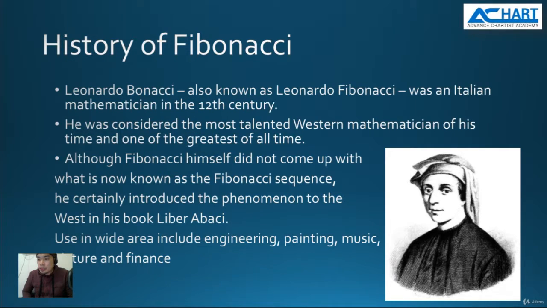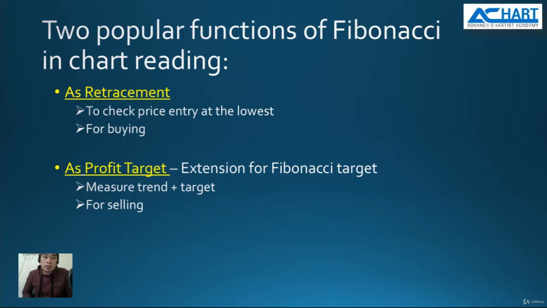There are two popular functions of Fibonacci in chart reading. Number one is its function as the retracement of sellers. As far as we know, there are two lines, the demand line and the supply line. So Fibonacci can predict until which retracement, how many percentage of retracement, for example, an equity reverses when it is doing a pullback. As a result of this, it is used to check price entry at the lowest. This is what we want to do.